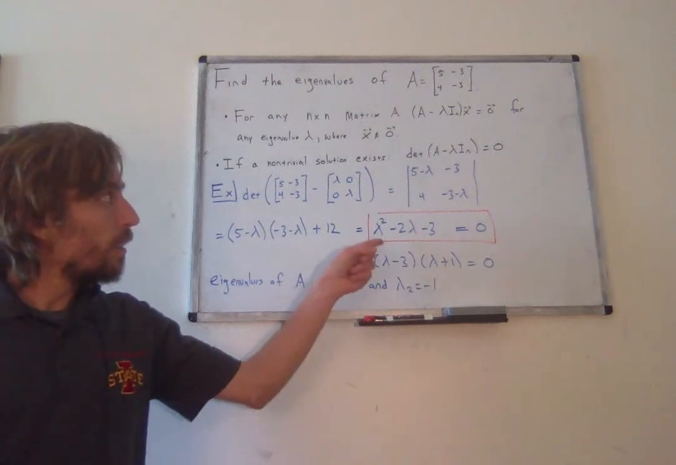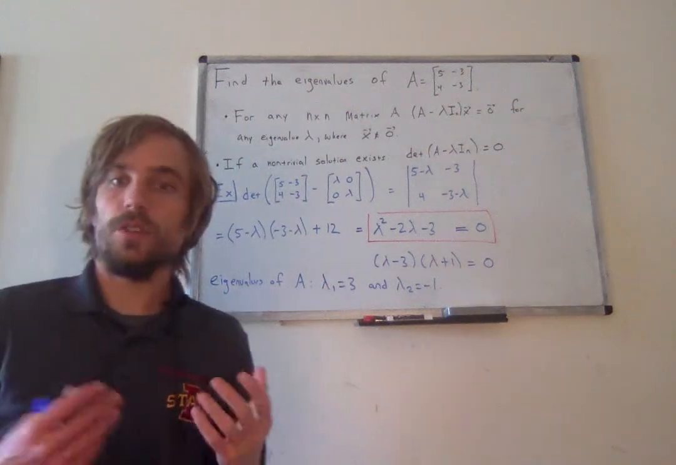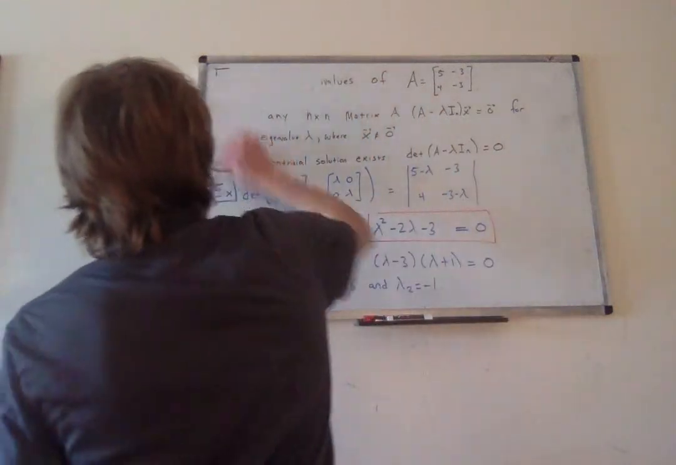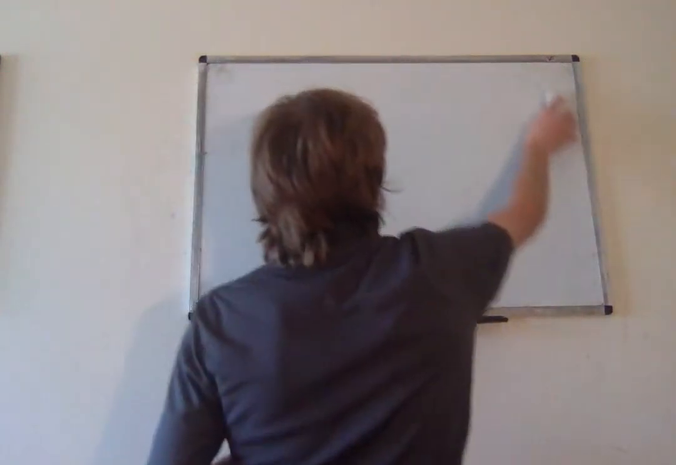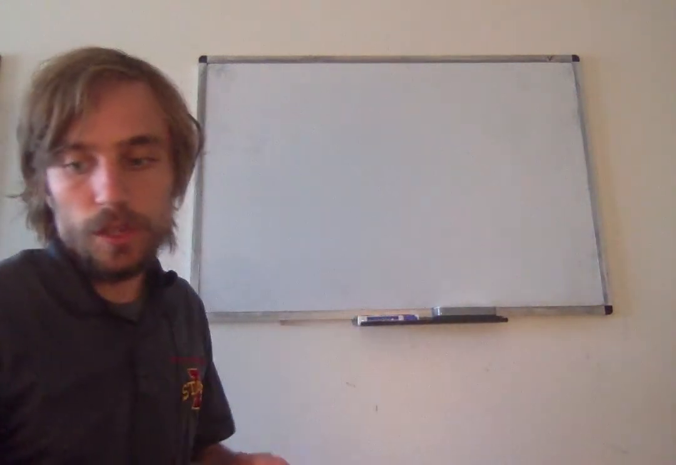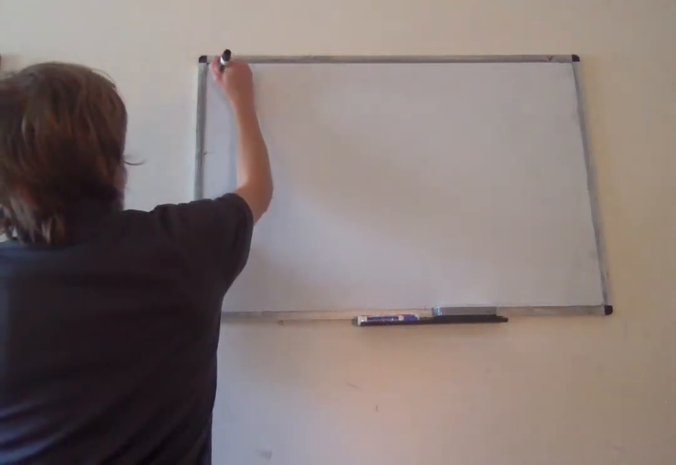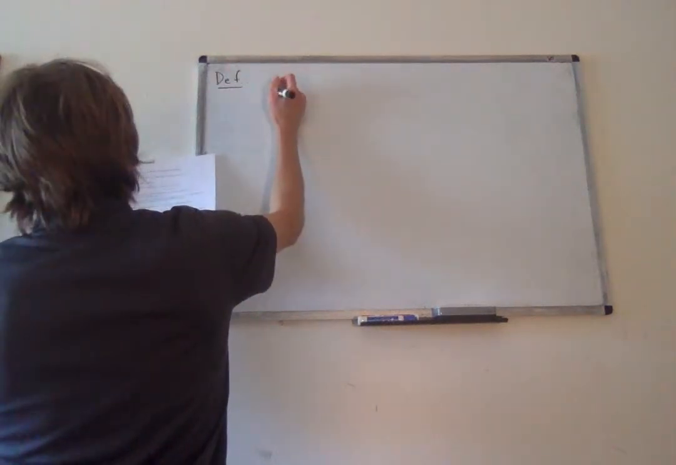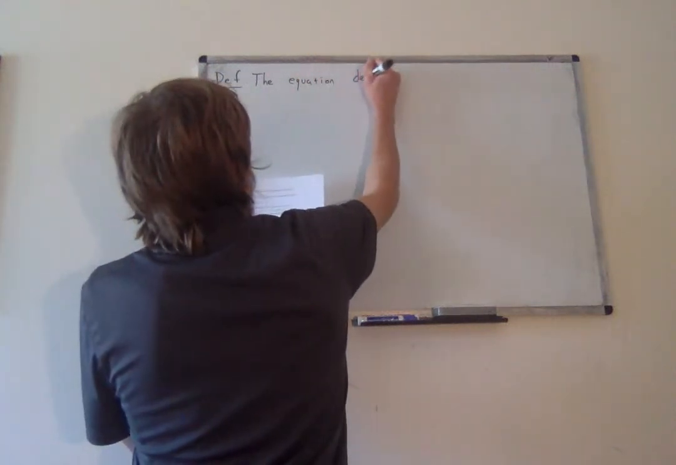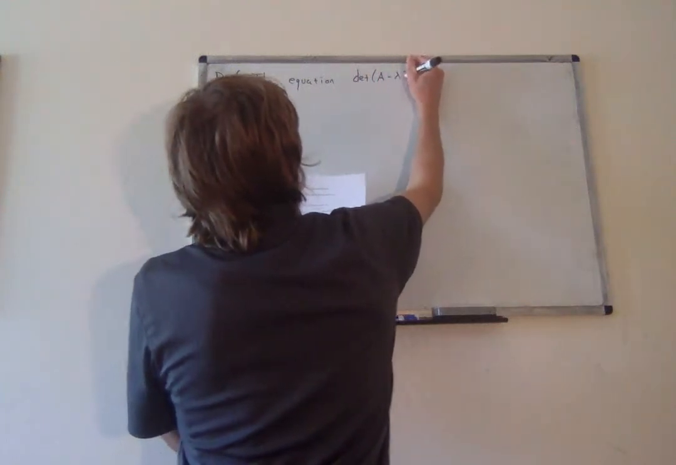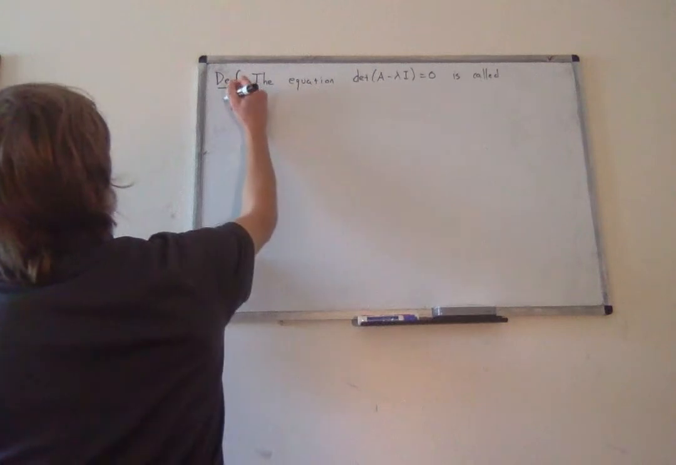So this red boxed equation here is called the characteristic polynomial, or characteristic equation of A. I'll define this formally now. But basically the way we find eigenvalues of a matrix is by calculating its characteristic equation, because the roots of this equation are always the eigenvalues of the matrix. So in general, the equation determinant of A minus lambda times I equals 0 is called the characteristic equation of A.